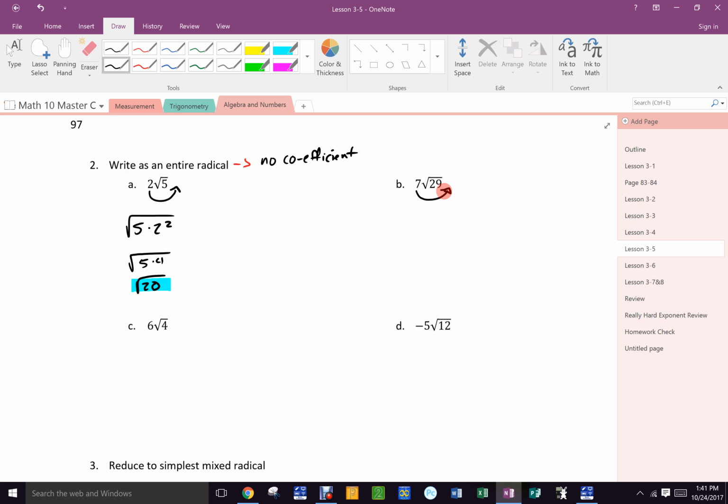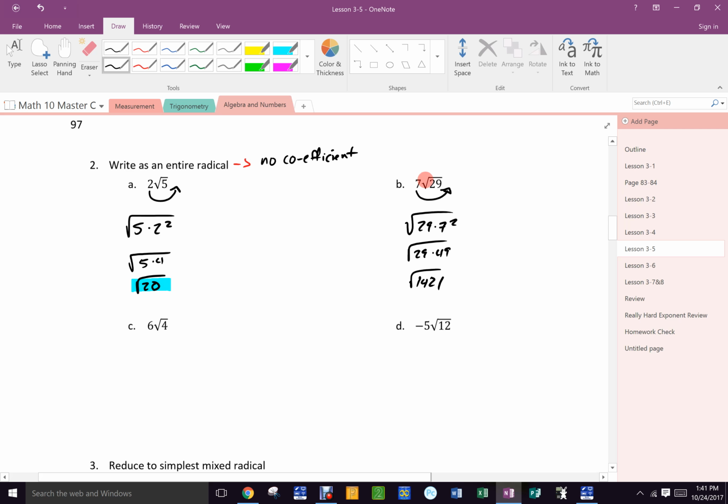1421. My computer's frozen. I was going to show you a trick right here. Oh, there we go. 29 times 7 squared, which is 29 times 49, which is square root of 1421.